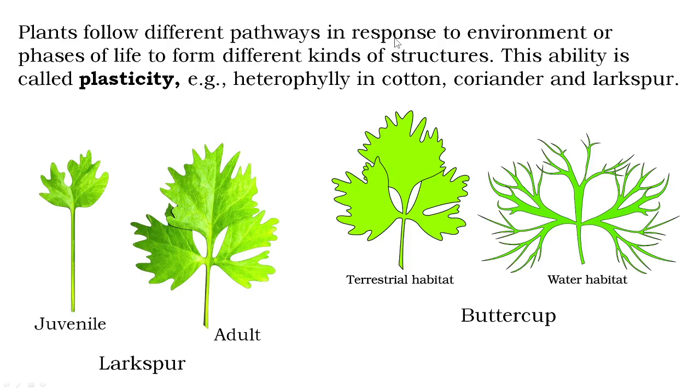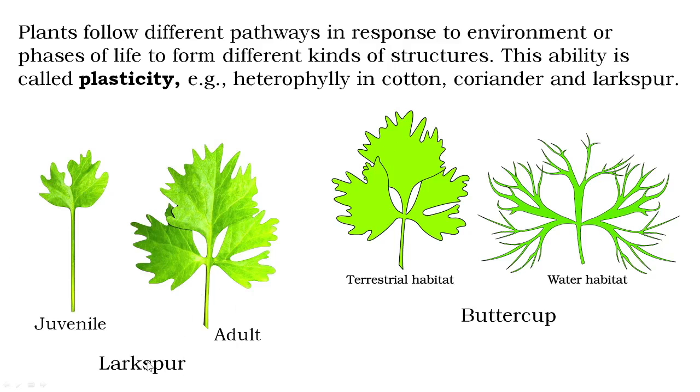Heterophyly is an example of plasticity in plants, right? For example, in cotton, coriander, and larkspur, plants give rise to different shapes of leaves. When it is young, it gives a different shape of leaf. When it is adult, it gives a different shape of leaf.